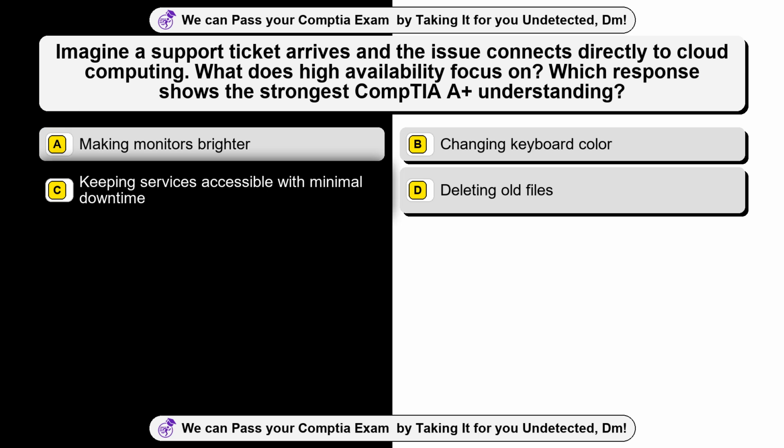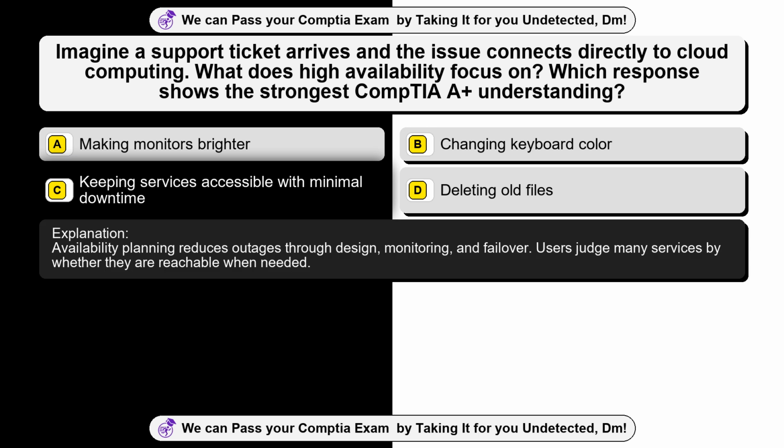The correct answer is option C, keeping services accessible with minimal downtime. Availability planning reduces outages through design, monitoring, and failover. Users judge many services by whether they are reachable when needed.